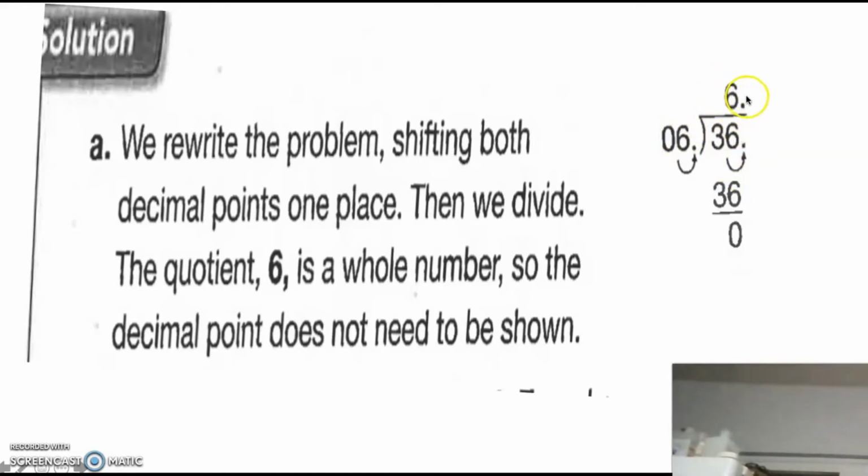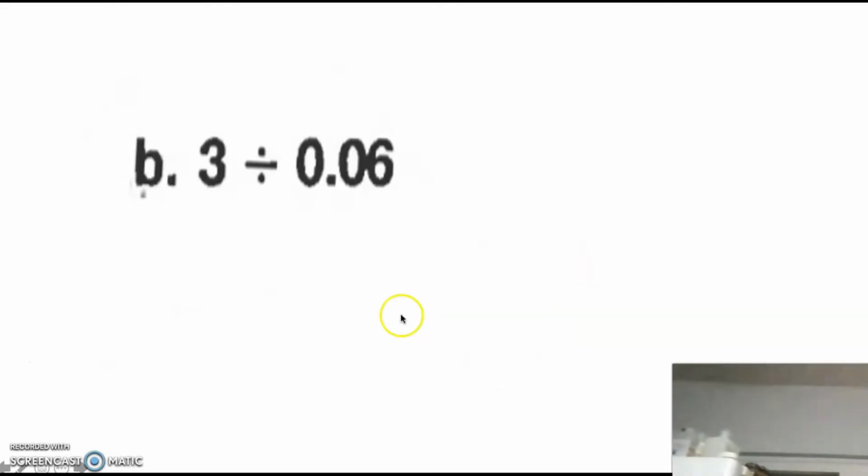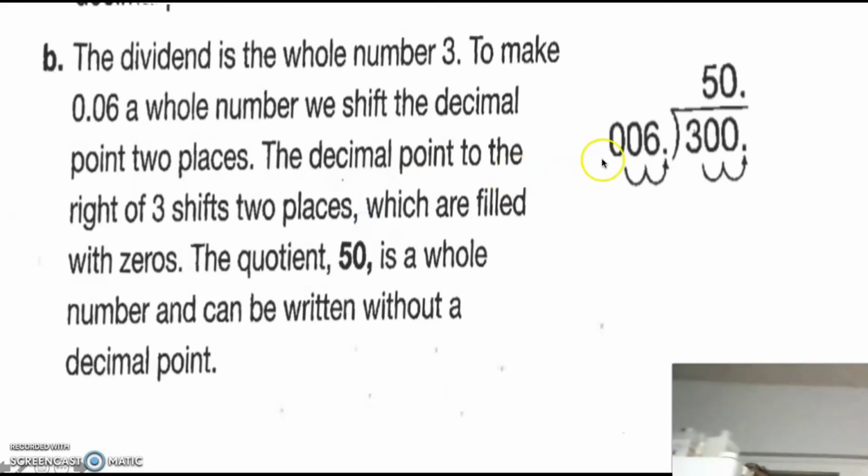And we don't need to keep that decimal there because there's nothing else behind it. So the quotient is 6, which is a whole number. So the decimal point does not need to be shown. Now we're dividing by 0.06, which means we're going to have to adjust. So here's 0.06. The decimal was here. We're going to move it 2 places to the right. We're going to take this decimal, move it 2 places to the right, and 6 goes into 350 times.